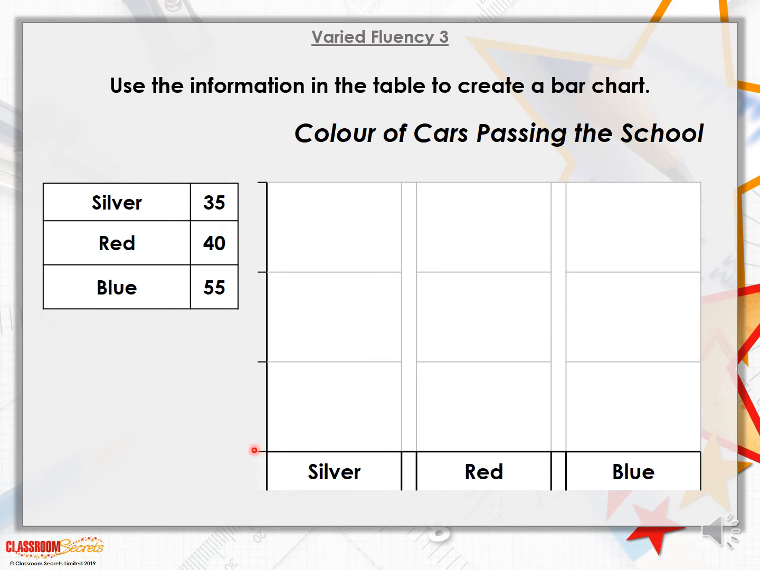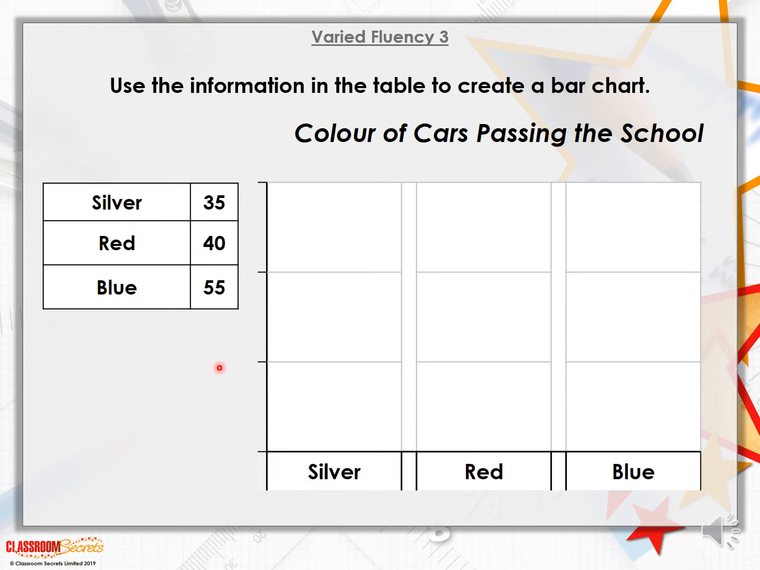Could I go up in 20s? 0, 20, 40, 60. I could maybe do that because my number here for blue is 55 and that's the most. So I need to make sure I at least cover that. So I might be able to go up in 20s here.